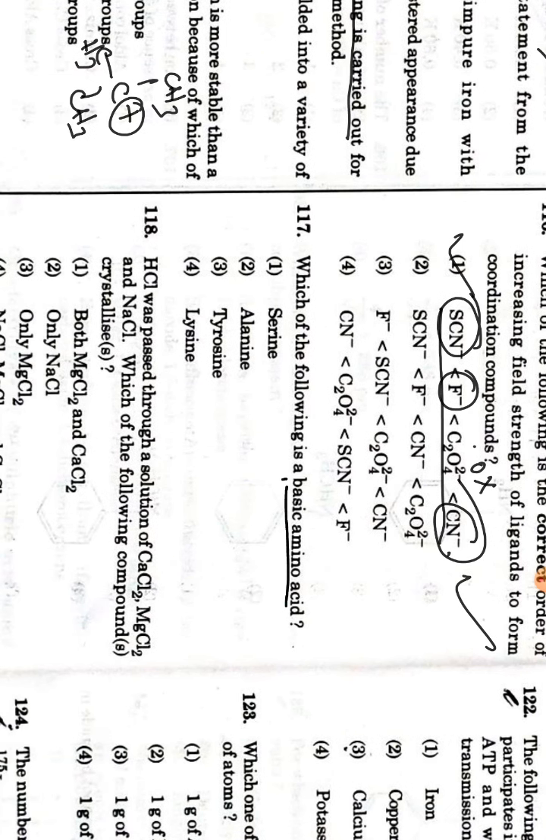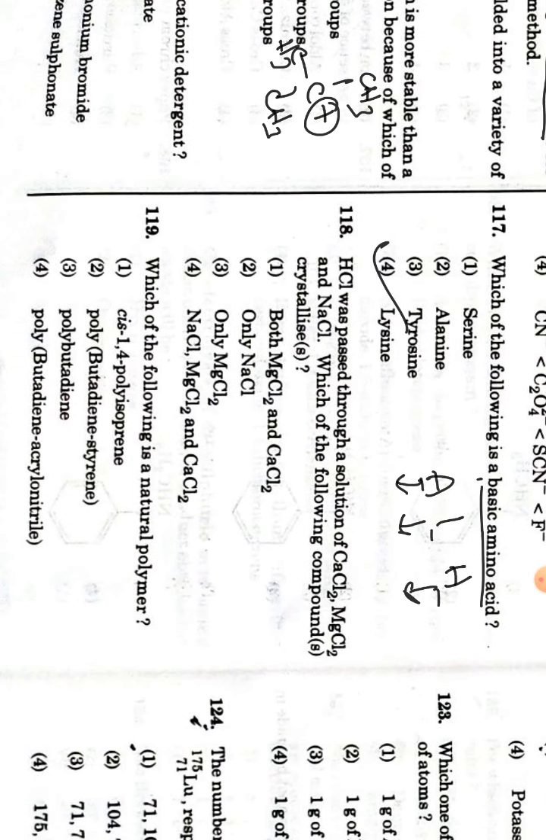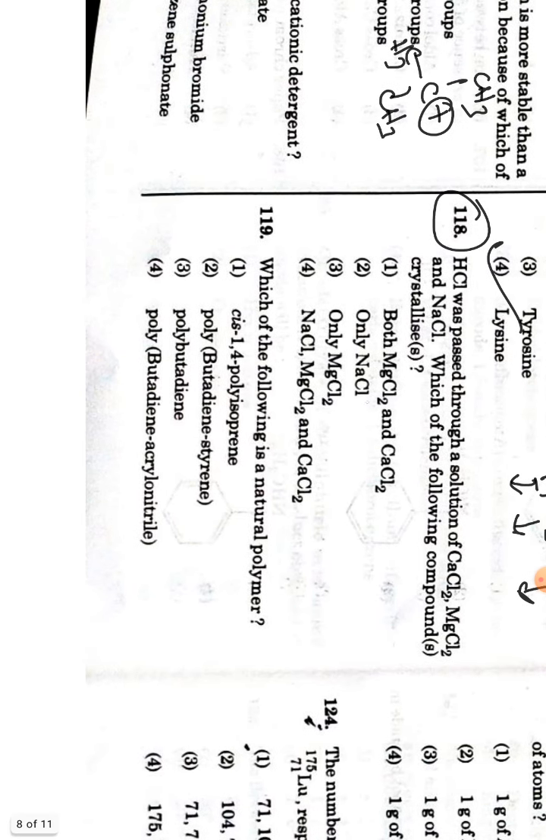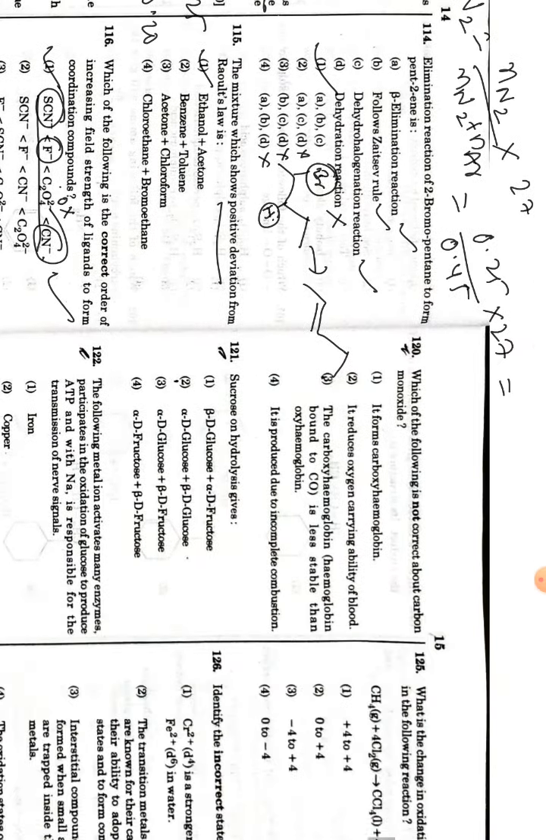Which of the following is a basic amino acid? I told you to remember ALH, that is arginine, lysine and histidine. So the answer is fourth. For this one I have a little bit of doubt, but I think the answer will be NaCl. Which of the following is a natural polymer? Natural polymer is isoprene. So this is cis 1,4 polyisoprene.